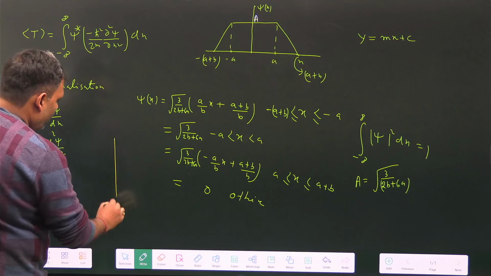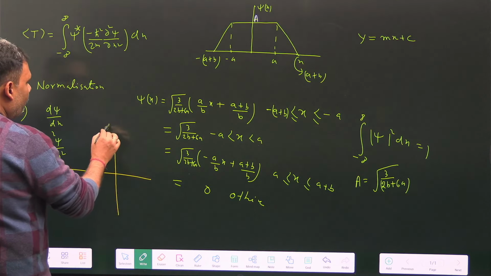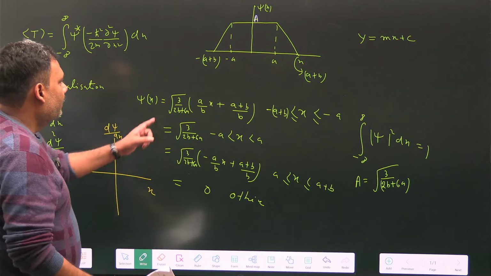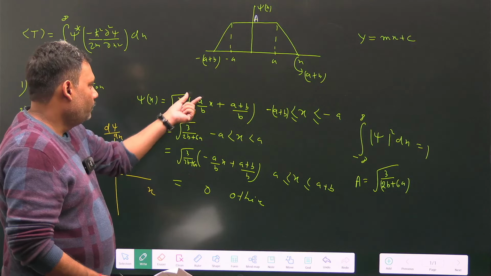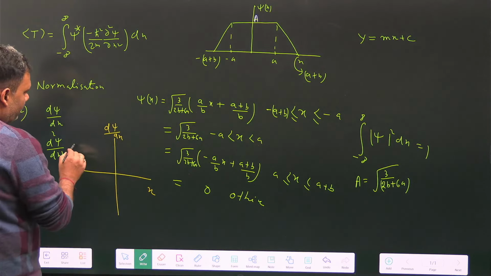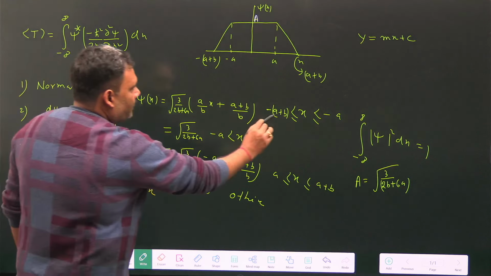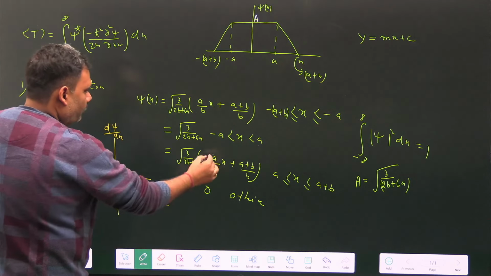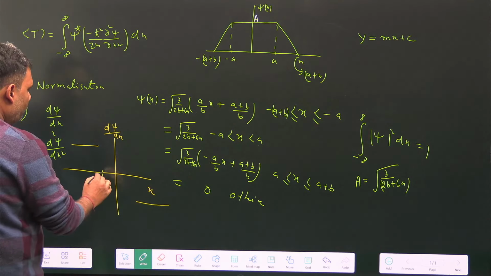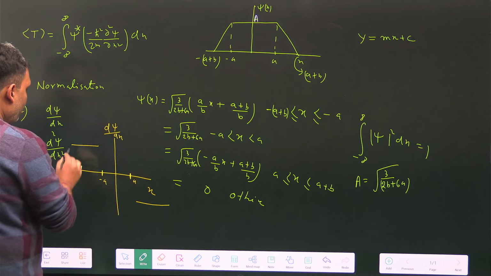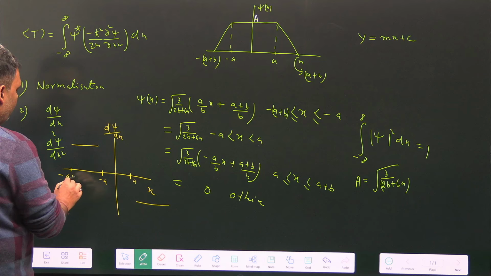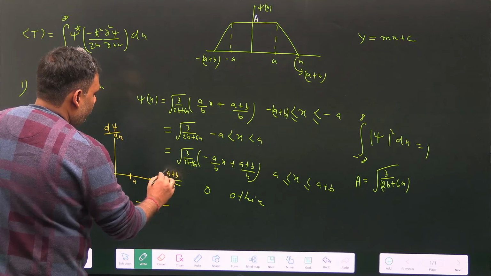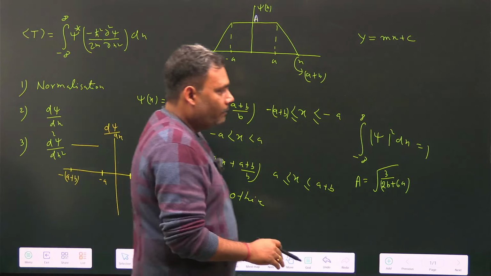You can see, if we plot the first order derivative, d psi upon dx versus x, then this is a constant positive value. It goes up to minus a by b to a. And here we have a negative value, because minus a by b is negative. This value is minus a, this value is a, this is minus a plus b, and this is a plus b. It's very interesting.